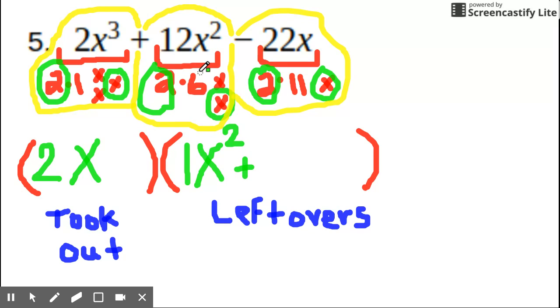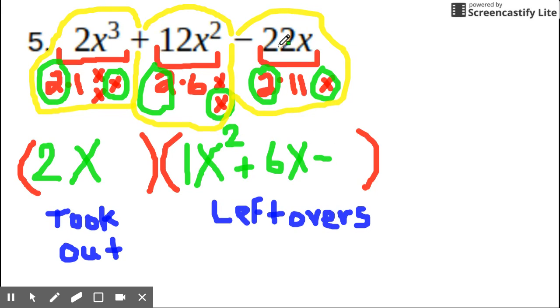And in the middle piece, what are your leftovers? What did you not circle? The 6 right here and the x right here. So I'm going to put 6x. Then, don't forget there's a minus sign right here at the end. Don't forget the minus sign.